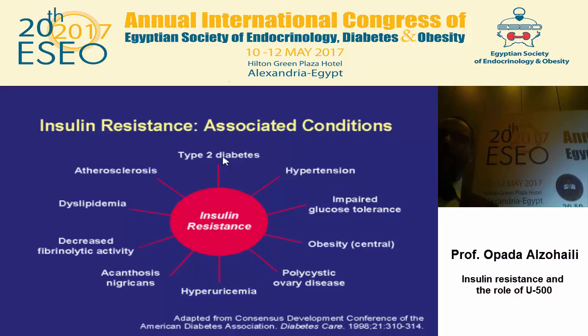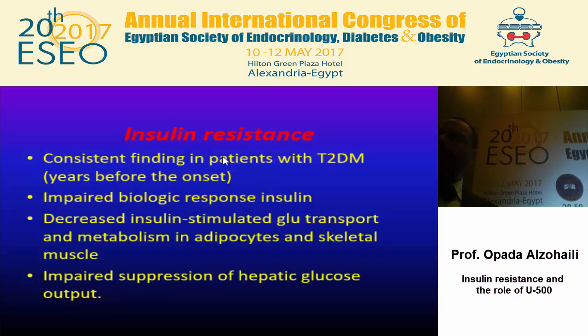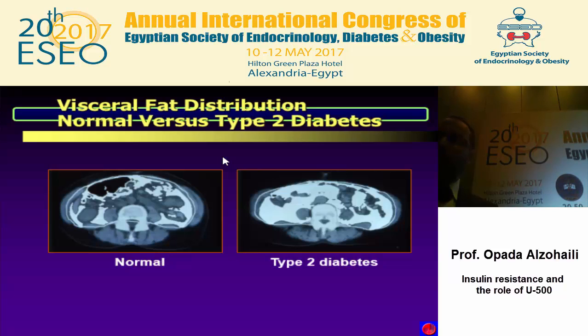But what exactly happened? What is insulin resistance? What does it do? It is a consistent finding in type 2 diabetes. It's an impaired biological response to insulin, with decreased insulin-stimulated glucose transport and impaired suppression of hepatic glucose output. I'm going to show you a slide to understand it better.